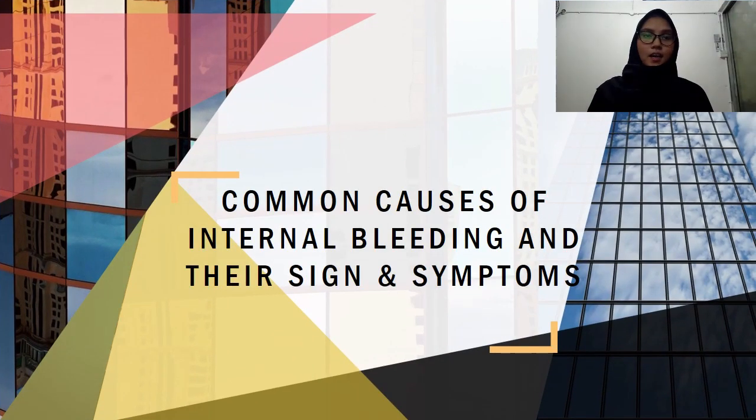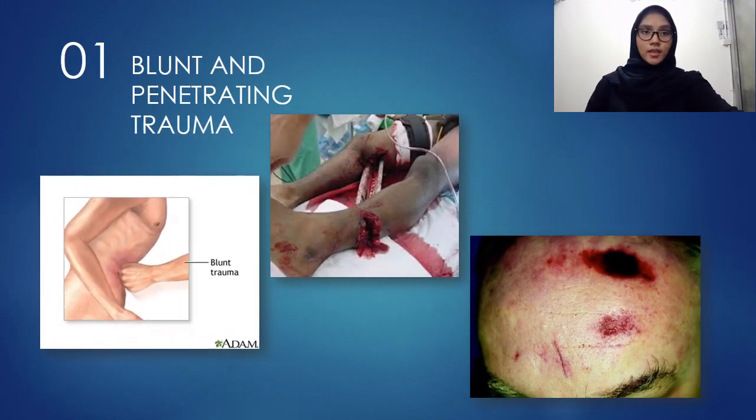In this slide, I will explain more about the common causes of internal bleeding and their signs and symptoms. Okay, so the first common cause is blunt and also penetrating trauma, as you can see in the picture in the slide. I will explain more about the blunt and penetrating.